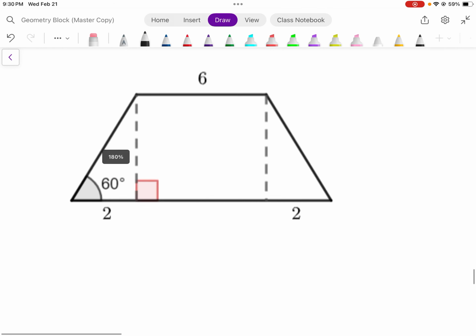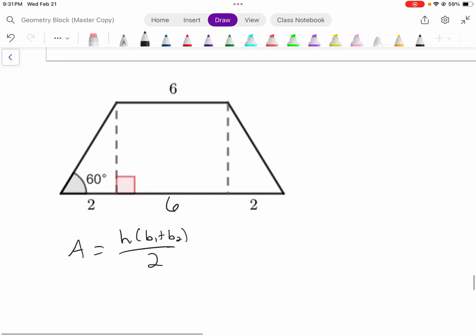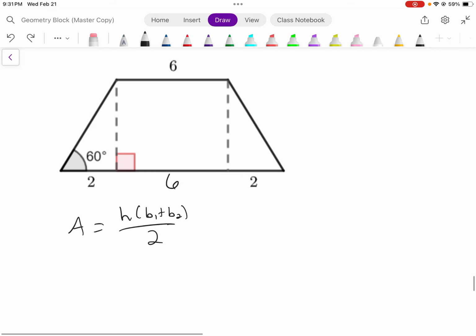Okay, last two real quick. Again, if I'm finding the area, identify it's a trapezoid. Now, here in this situation, okay, I know this is 6, and when I drop those altitudes, it becomes a rectangle. Okay, so here, that part right here is 6, okay, which I don't know the height. I know one of the bases is 6. I know the second base, 6, 2, 2. That's going to give me 10.